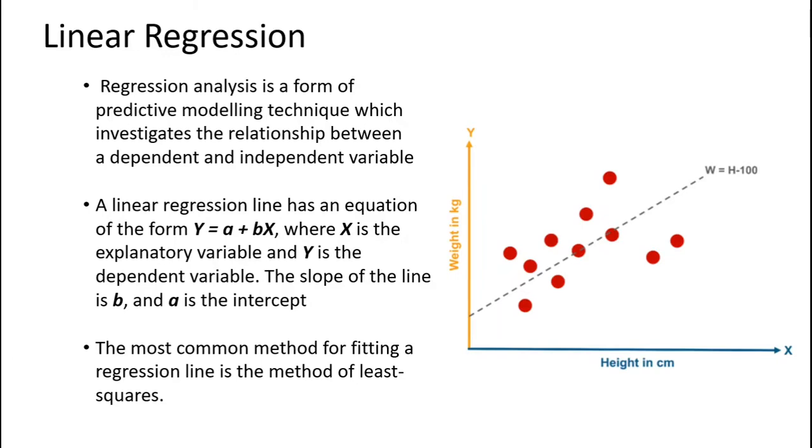We already know that the equation of a line is y equals mx plus b, where x is an explanatory variable and y is a dependent variable, m is the slope of the line and b is the intercept. So what we do here is we find the best possible line that will fit this data. And the most common method for line fitting is the method of least squares.